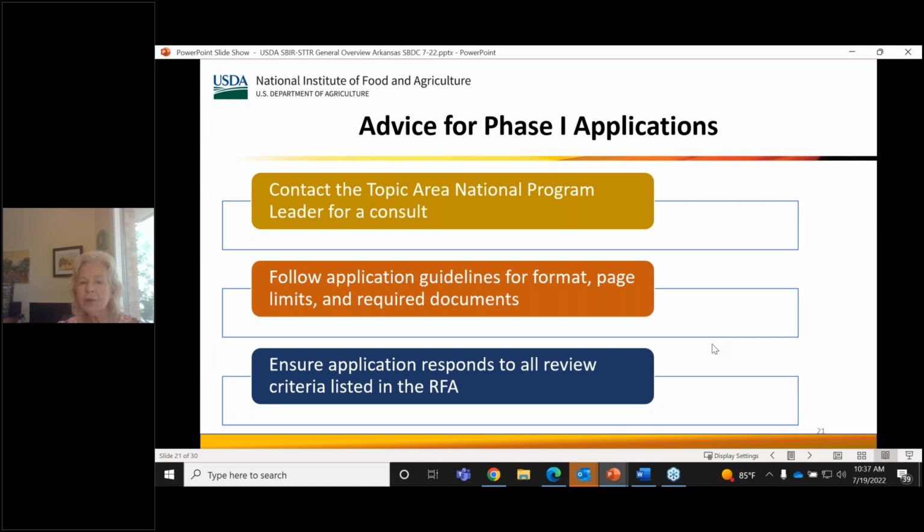And then be sure that your application responds to all the review criteria listed in the RFA. And again, that will be listed right there in the RFA, and just make sure that you are responding to those.